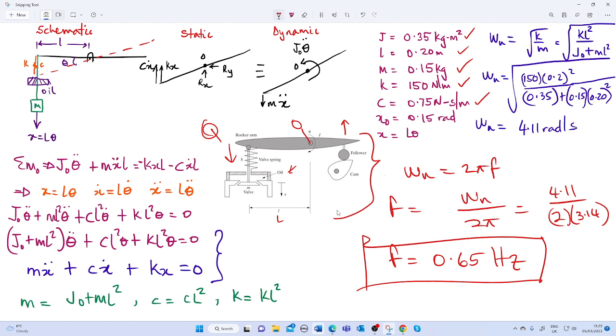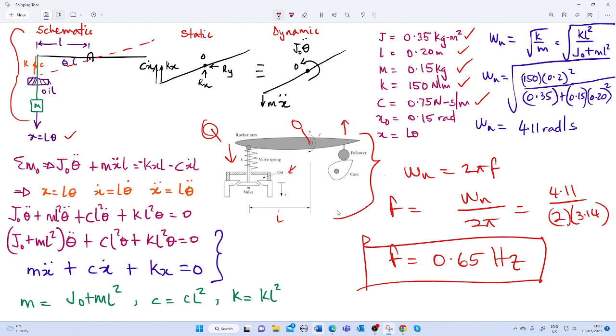Now, how do we calculate the natural frequency of this dynamic system? By using the schematic given over here, we can deduce that as the rocker arm is going down with the valve entering the viscous oil, there's a displacement of x which equals L theta, with the reference length L given here from the pivot to the rocker arm.